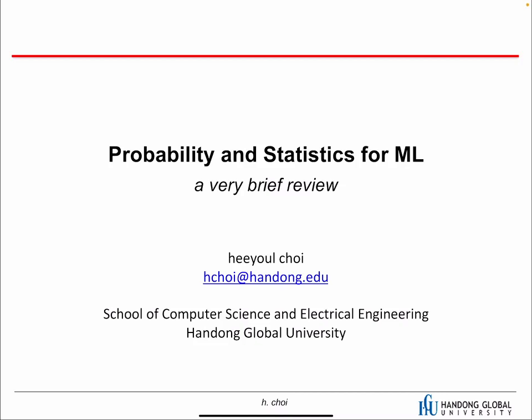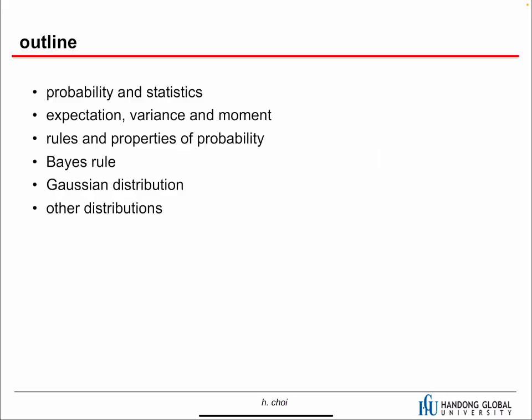We've been talking about basic backgrounds of mathematics for machine learning. So this chapter covers probability and statistics for machine learning. It's very brief. So in this chapter, we're going to follow this outline.